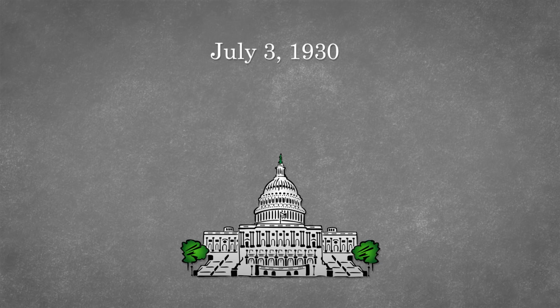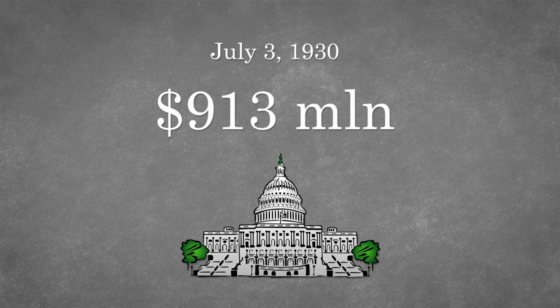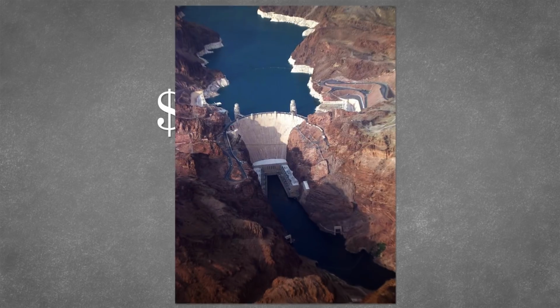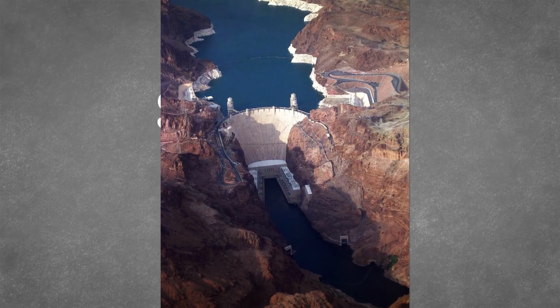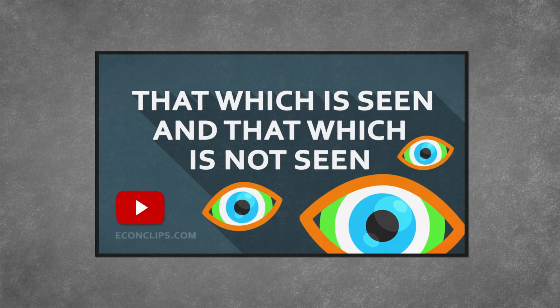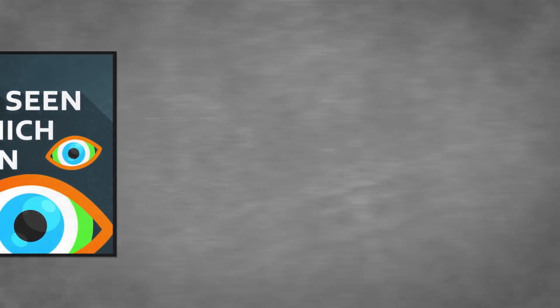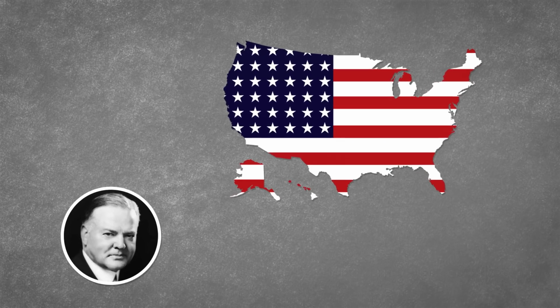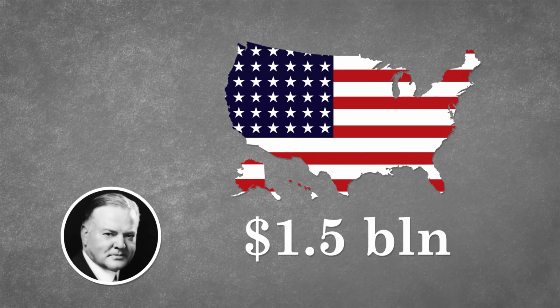On July 3, 1930, the Congress approved spending $913 million on a public works program that included the famous Hoover Dam. We have explained how ill-advised such an idea is in the video, "That Which Is Seen and That Which Is Not Seen." Hoover later bragged about how he persuaded the federal and state governments during the Depression to increase public works programs by $1.5 billion. In only 4 years of his term, Hoover spent more money on this than his predecessors did in 30 years.